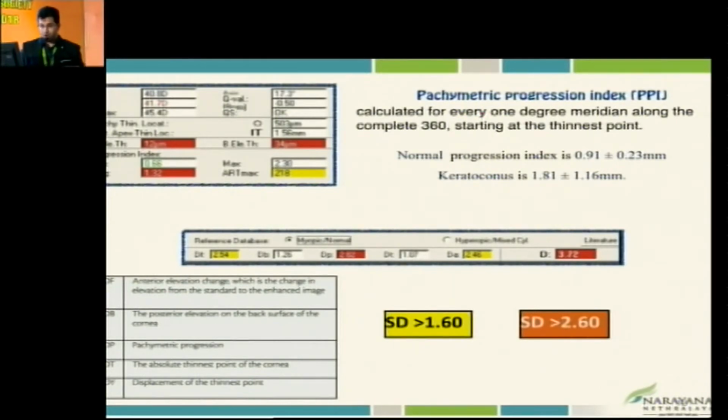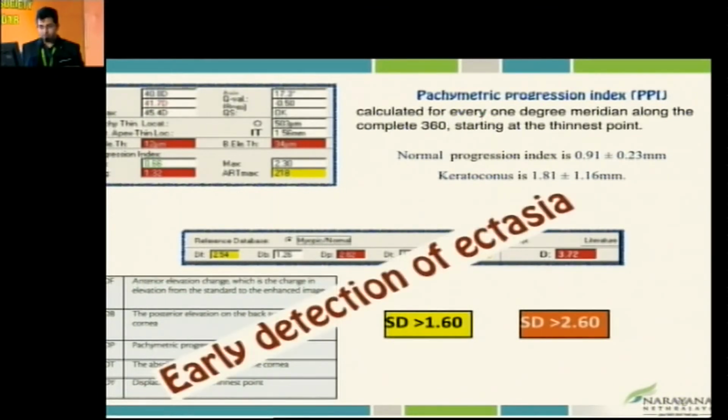So this tells us how many standard deviations away from the normal the various parameters are in this particular patient. Anything above 1.6 standard deviations comes with a yellow box, and more than 2.6 standard deviations comes with a red box. The final D that we see here is based on regression analysis and gives an overall value of the map of this particular patient. So all of this helps us detect ectasia early.